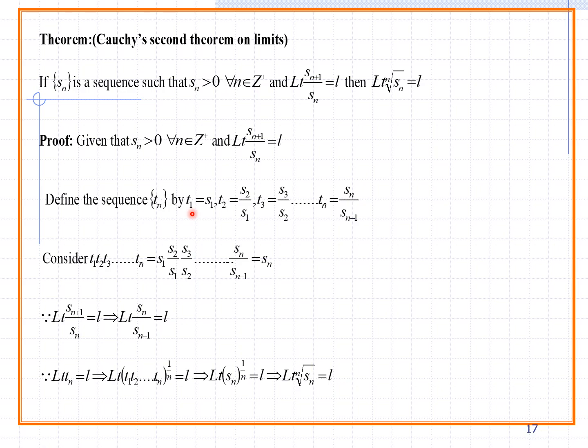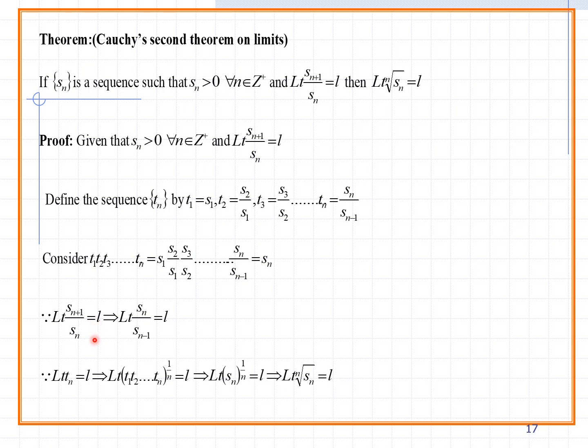So define the sequence Tn. How can we define it? T1 equal to S1, T2 equal to S2 by S1, T3 equal to S3 by S2, so on, Tn equal to Sn by Sn minus 1. So the numerator value is big and the denominator value is small compared to the numerator. So consider T1, T2, T3, so on, Tn. So these values you can multiply up to Sn. Therefore limit Sn plus 1 by Sn equal to L, so implies limit Sn by Sn minus 1 equal to L.